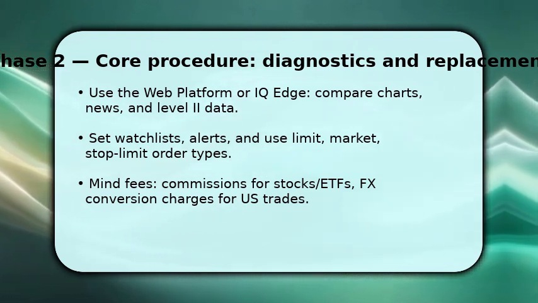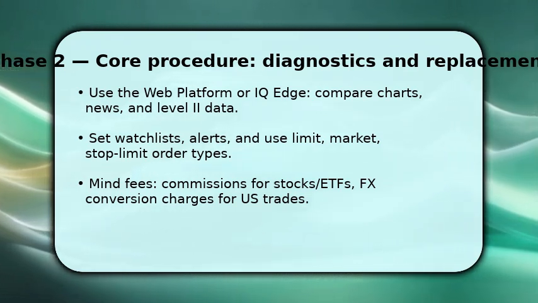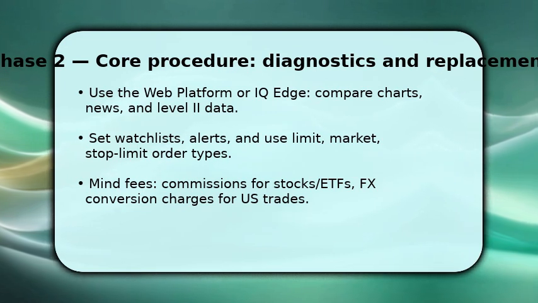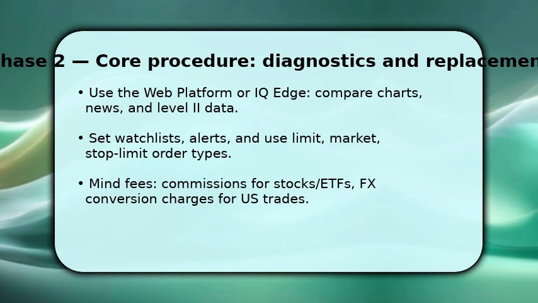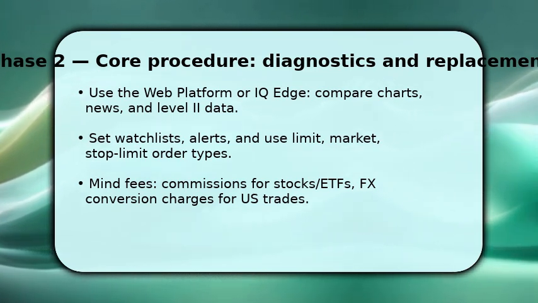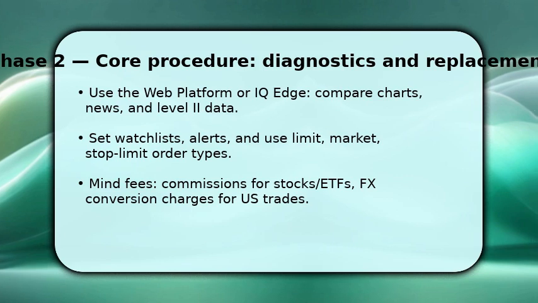When ready, choose your order type: market for speed, limit to control price, stop limit to manage downside, and confirm size and order duration. Make sure to check commissions and any FX conversion because US stocks trigger currency fees. Adjust order sizes to keep costs efficient and aligned with your plan.